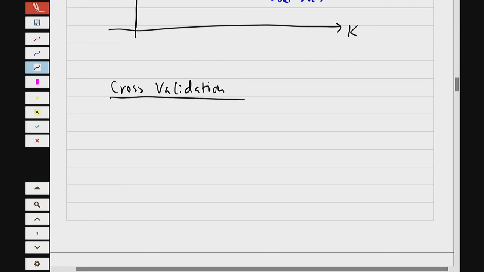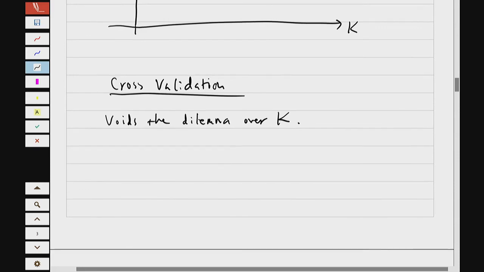Cross-validation is again to avoid the dilemma over K. And so in practice, that's all that we do, pretty much. Cross-validation is the most popular validation method, instead of the previous one where you set aside, say, 20% of your data points.